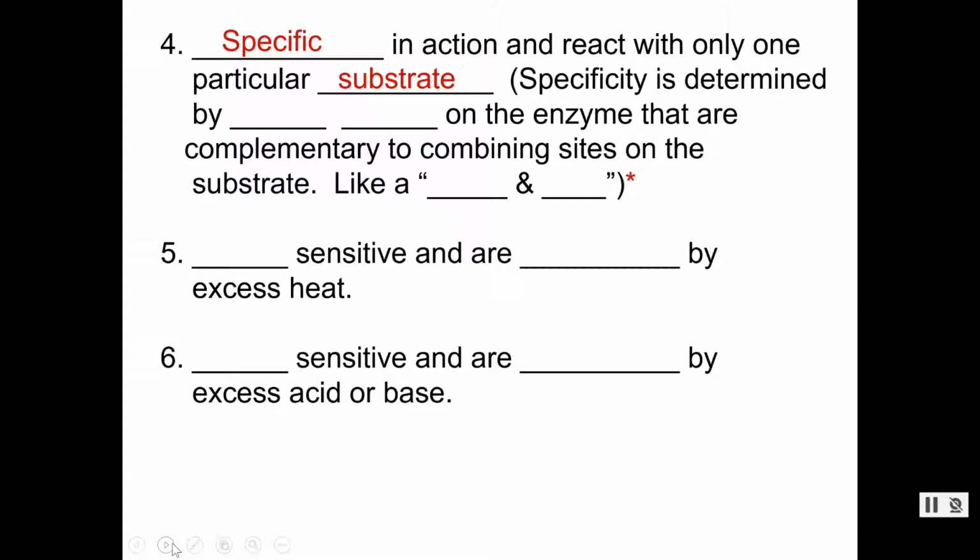So enzymes are specific, and we said when we were doing alternative pathways that we couldn't make enzyme 1 do something different. Enzyme 1 only bound to A and turned it into B, so it's very specific. Substrate is just a vocabulary term. A substrate is what binds to the active site.